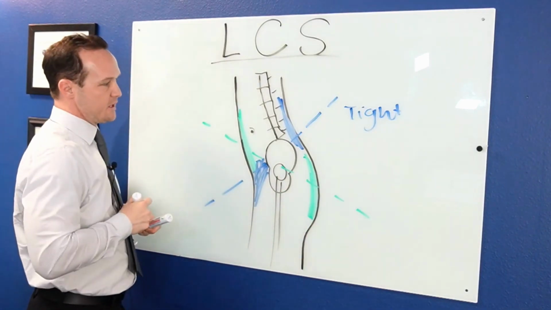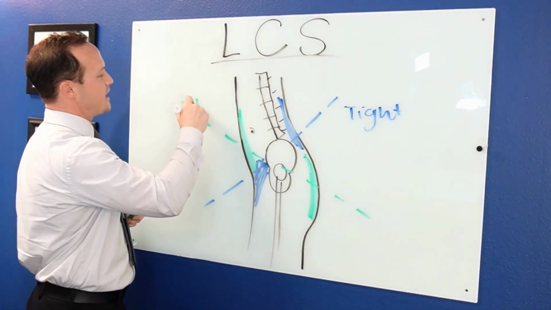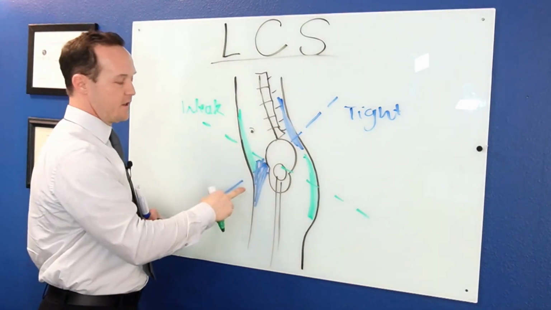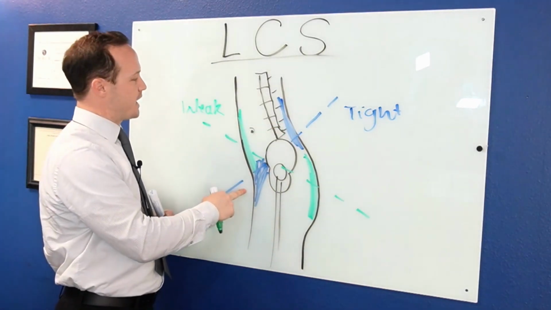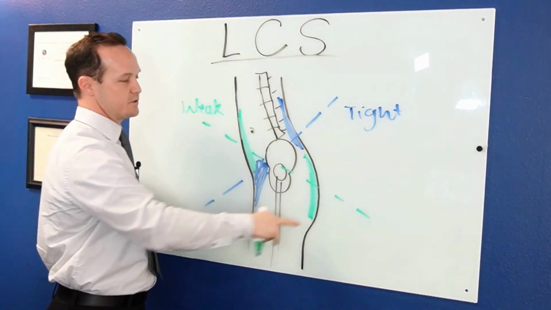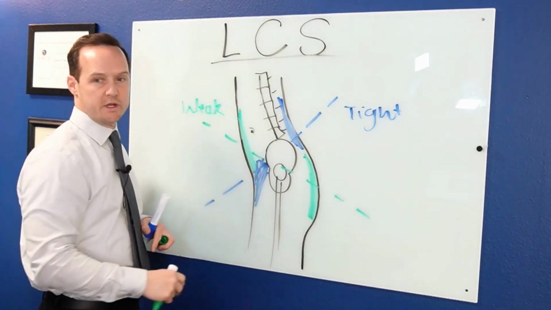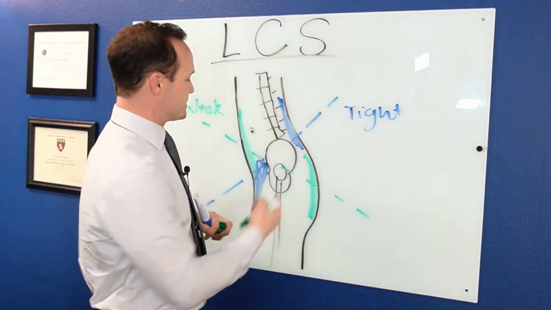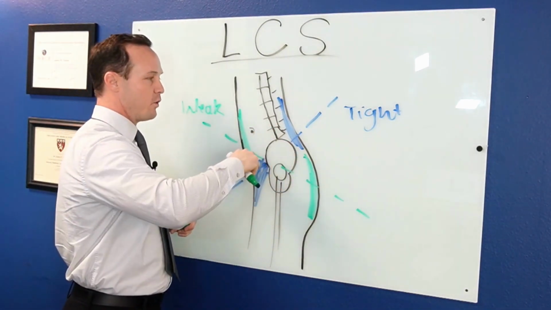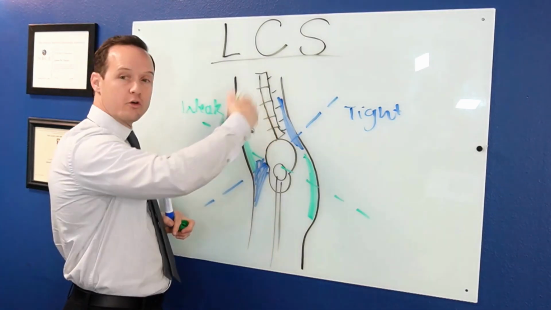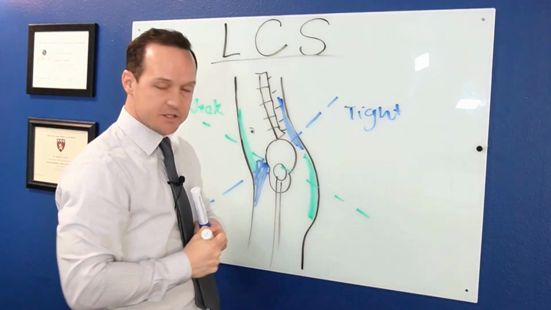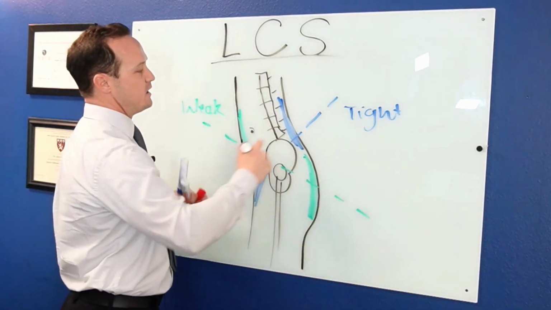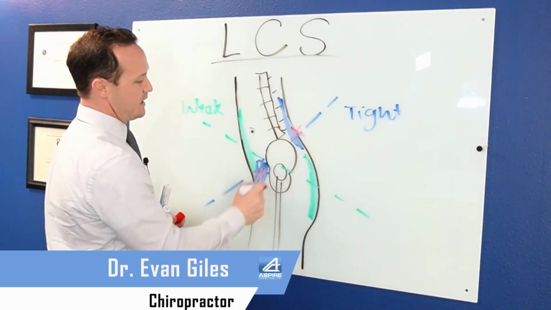Now I'm labeling these here as tight and weak. So what you see is the low back and the hip flexors are much too tight, and our abdominal muscles and our glute muscles are way too weak. So this is causing an imbalance in our body. It causes things like our pelvis to shift forward, it causes a big curve into our low back, and it's what leads to a lot of the pain that we see, aching in the low back area and in the hip flexors.